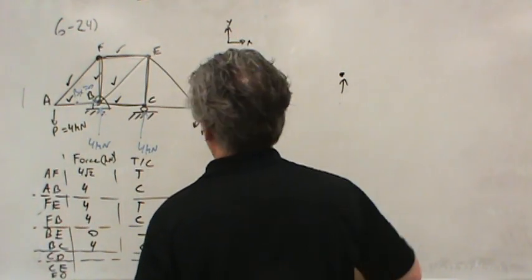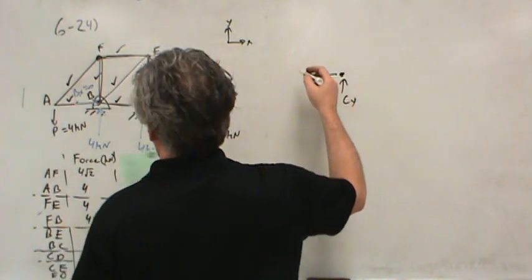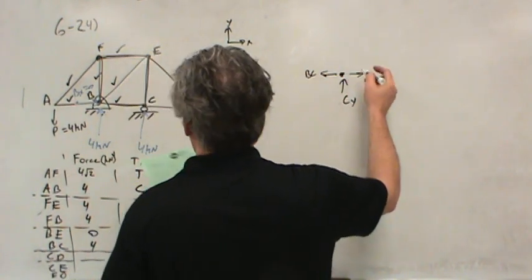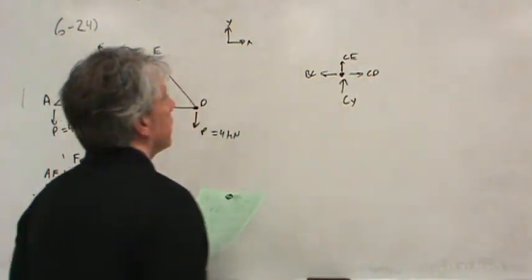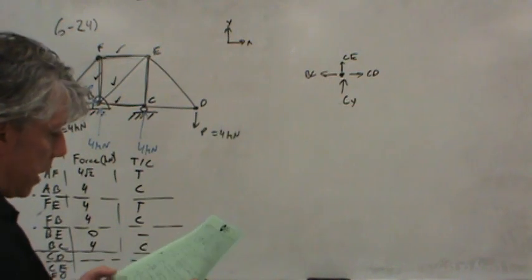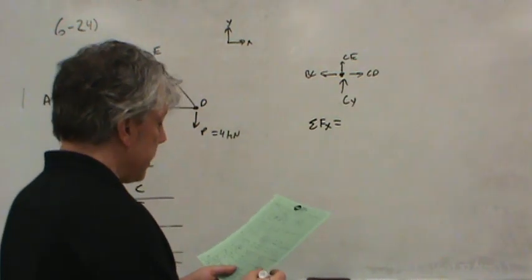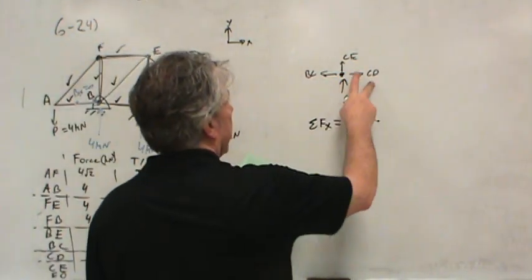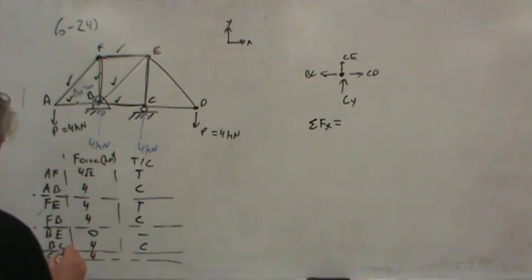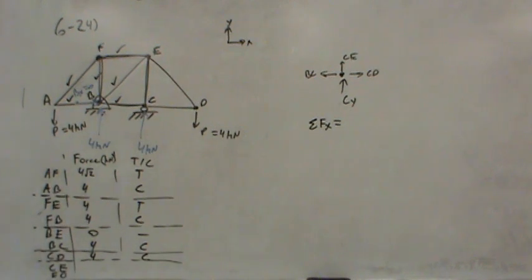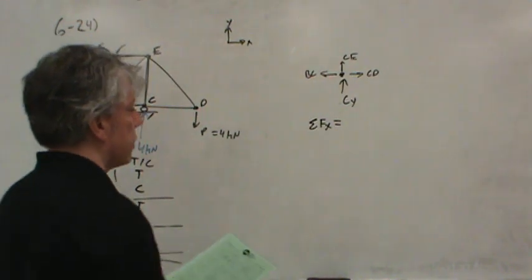Well, I guess I could write it this way. We'd have Cy, which is 4 kilonewtons. We'd have BC, notice I'm drawing it tensile, even though I know it's compressive, CD, and CE. And now if we sum forces in the horizontal direction, we would find that BC and CD are equal to one another. So we can just write that down. CD is the same thing as BC, 4 kilonewtons in compression. Notice I drew them both tensile, but in fact BC is compression, therefore CD is also compression.